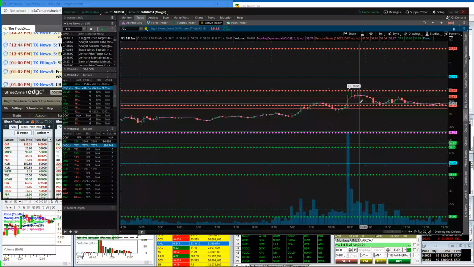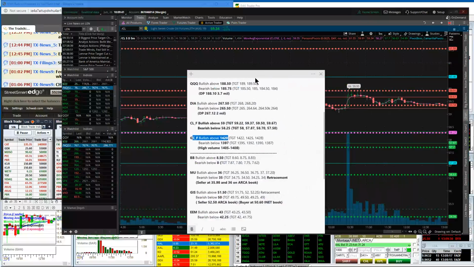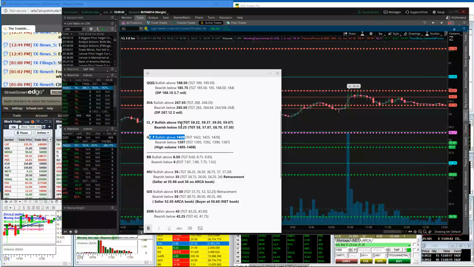It's fantastic. We had the oil numbers, right? But why did it stop there? And so what did I do this morning? Let's go to that trade. So this morning I put bullish above 59. And I put targets 59.22, 59.37. We hit them all. 59.50 and 59.67. Why did I do that? Because that's the Camarilla.